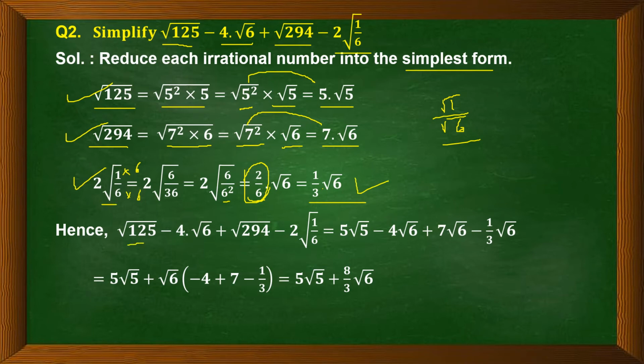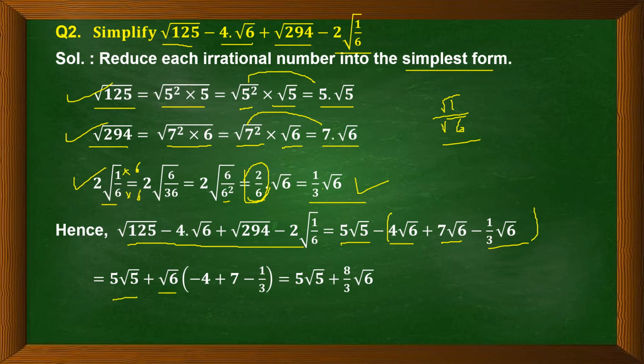So now the entire expression we can write in the simplest form as 5 root 5 minus 4 root 6. This is already there. 7 root 6 and minus 1 by 3 root 6. Now if you observe, all these are the like irrational numbers because they have the common irrational factor root 6. So we shall take root 6 common.